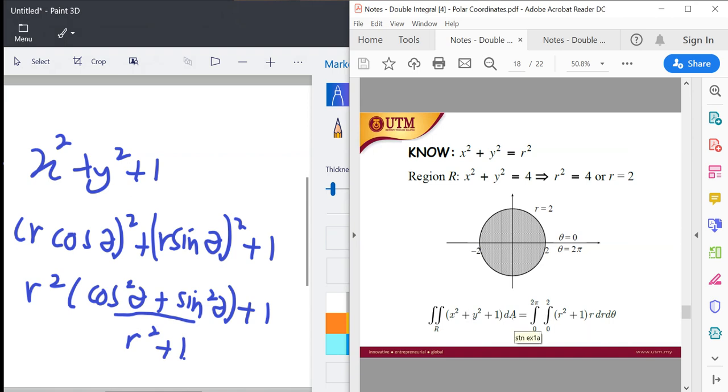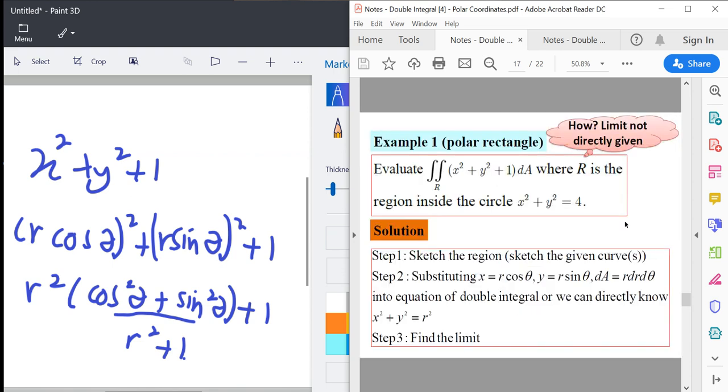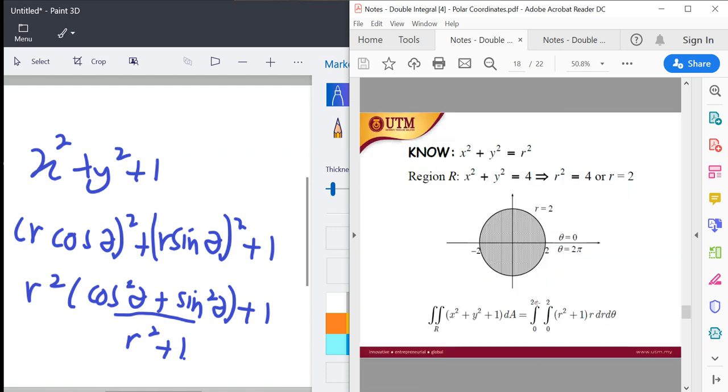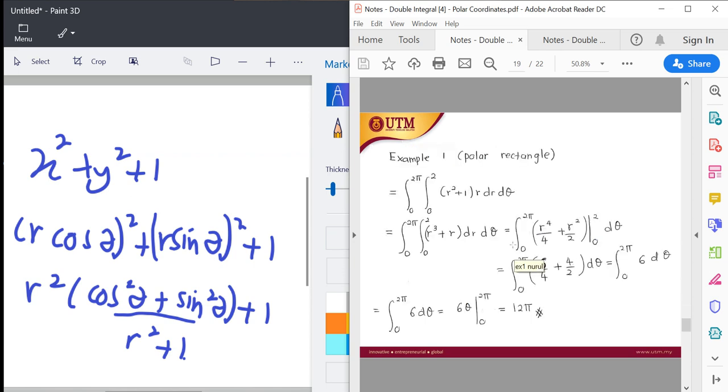Okay, so dA in polar coordinates is equal to r dr d theta. How can we get the limits? For r, it's obviously 0 to 2. What about the angle? They stated the region inside the circle, so obviously 0 up to 2 pi, the whole circle. After you successfully convert into polar coordinates, you can simply integrate and you will get the answer.